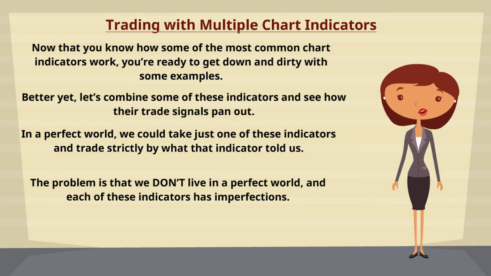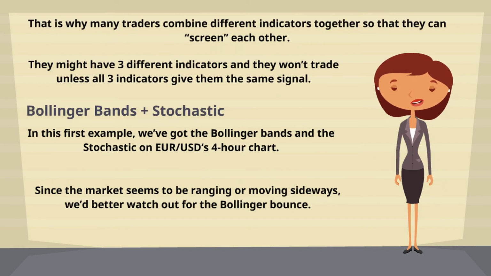In a perfect world, we could take just one of these indicators and trade strictly by what that indicator told us. The problem is that we don't live in a perfect world, and each of these indicators has imperfections. That is why many traders combine different indicators together so that they can screen each other. They might have 3 different indicators and they won't trade unless all 3 indicators give them the same signal.